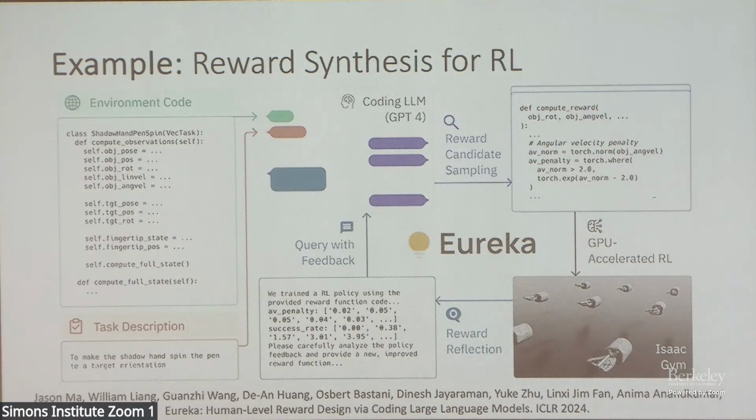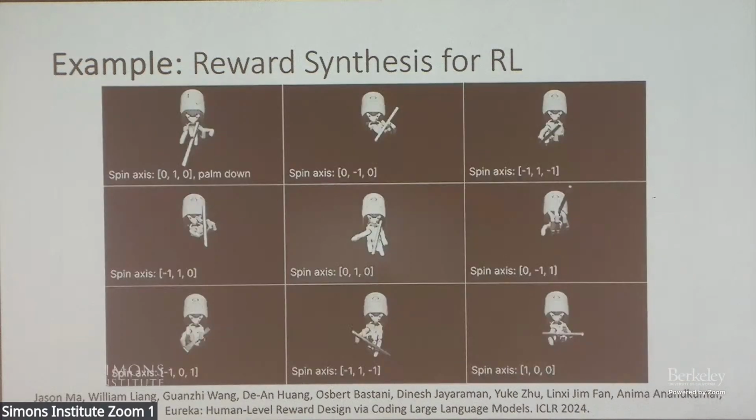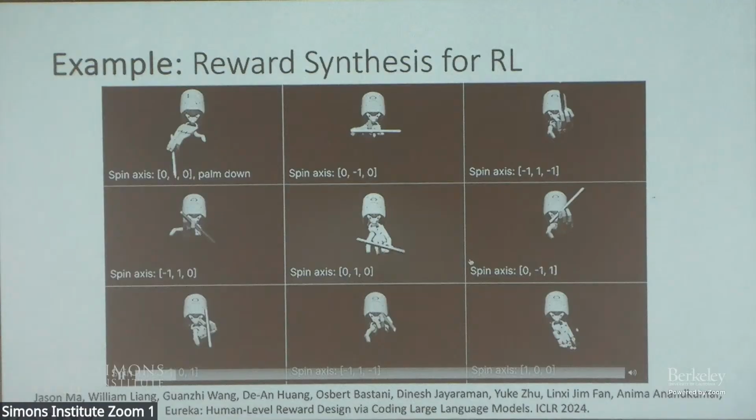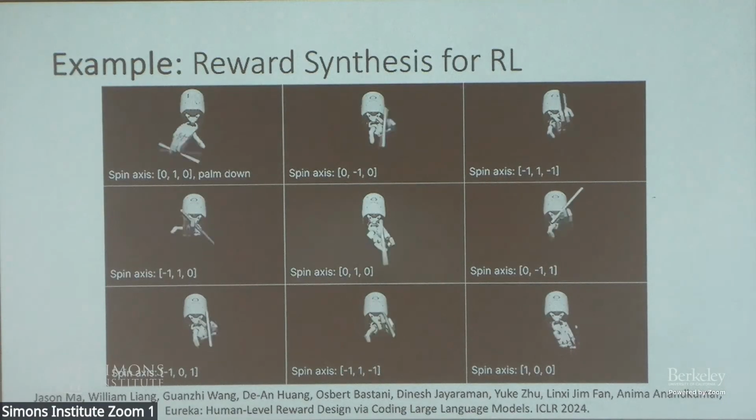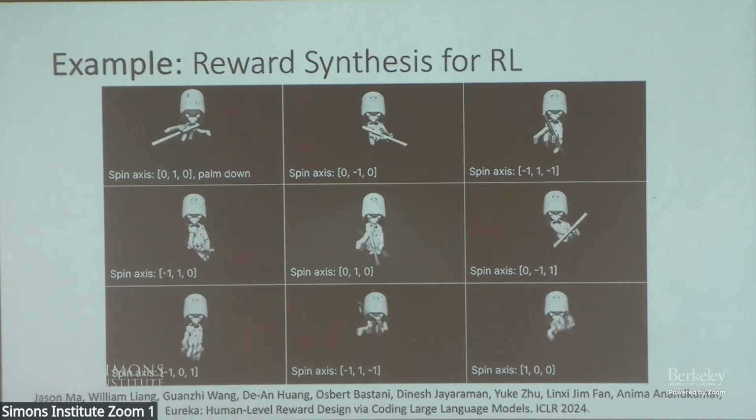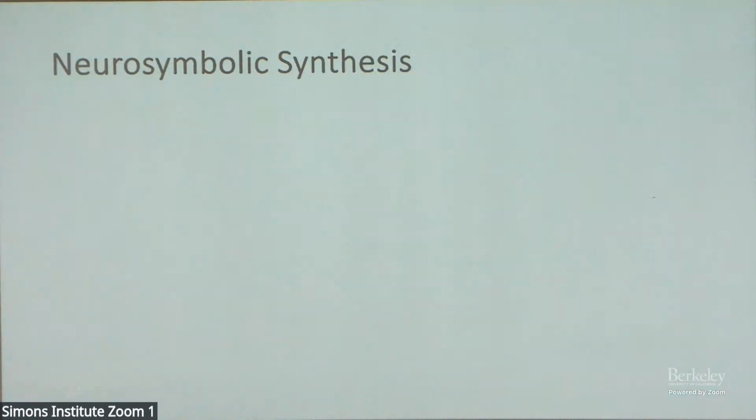So again, there's this system that we're building around a bunch of traditional machine learning components in order to solve a problem. And one of the highlights of this is that in simulation, we were able to come up with a reward function that could solve this pen spinning task. So those are some examples.